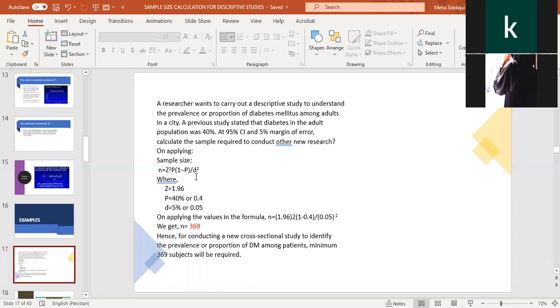Here again, we are using that Cauchy's formula, and the value of Z is 1.96, as we have discussed that confidence interval is 95%. Prevalence is 40%, and in the formula we'll use it as 0.4. Precision is 5%, and in the formula we will use it as 0.05. On applying all these values in the formula, we get sample size of 369. Hence, for conducting a new cross-sectional study to identify the prevalence or proportion of diabetes mellitus among patients, minimum 369 subjects will be required.